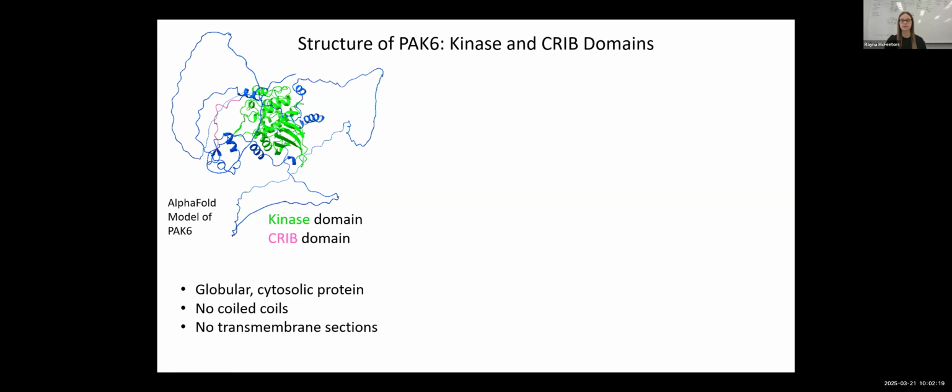PAX6 has 2 main domains. It has a kinase domain, which is in green, located by the C-terminus, residues 407 to 658, and a crib domain in pink, which is located by the N-terminus with residues 12 through 25. The region between these 2 domains is a linker domain. The protein is predicted to be globular and cytosolic, and there's no evidence of any coiled coils or transmembrane sections.